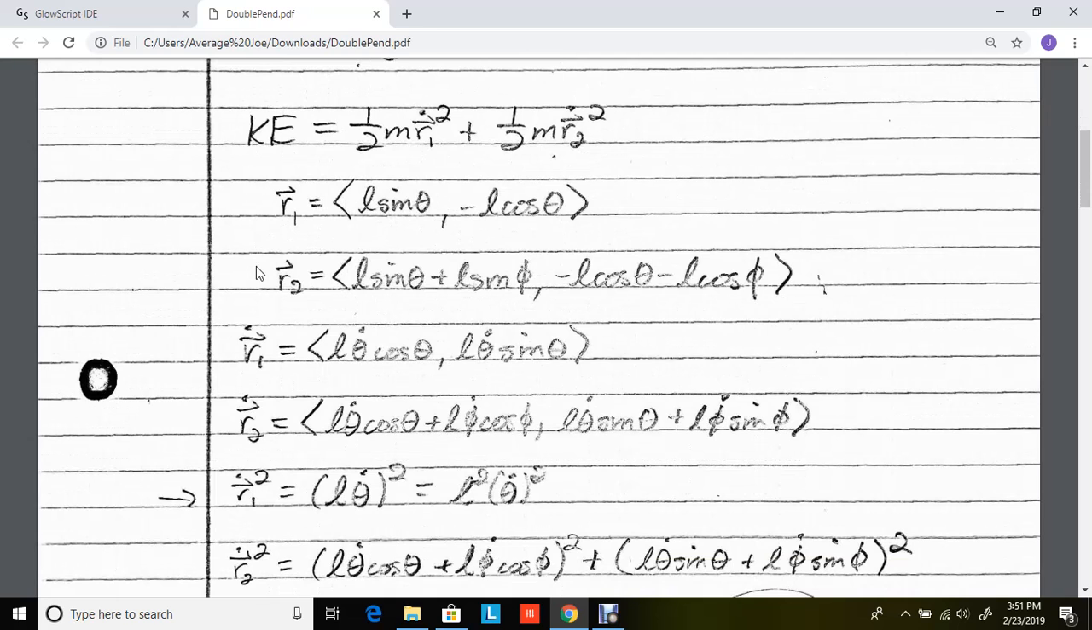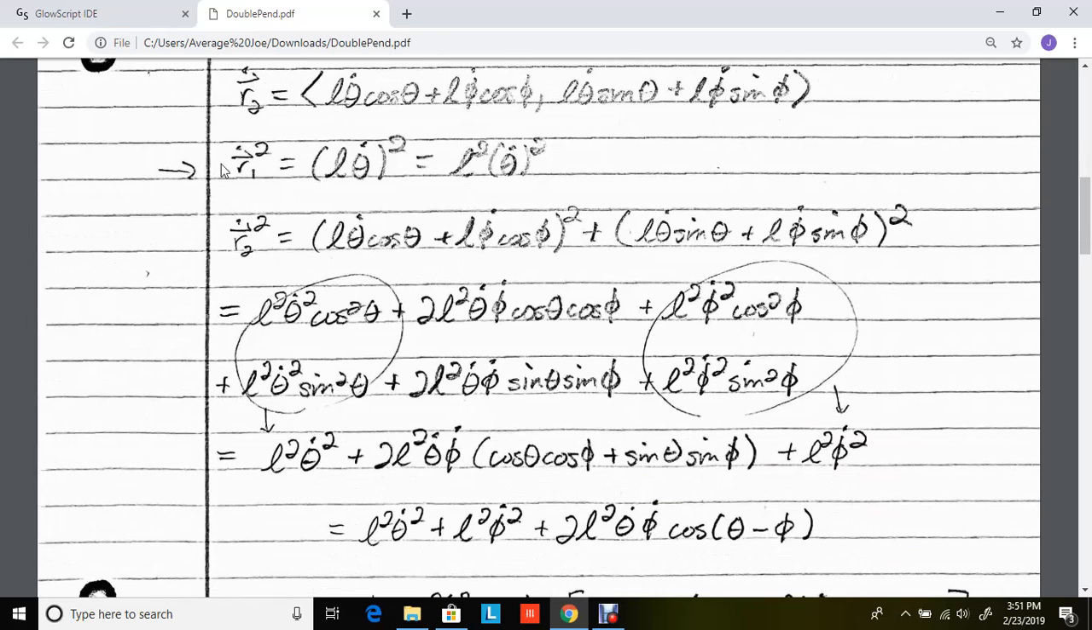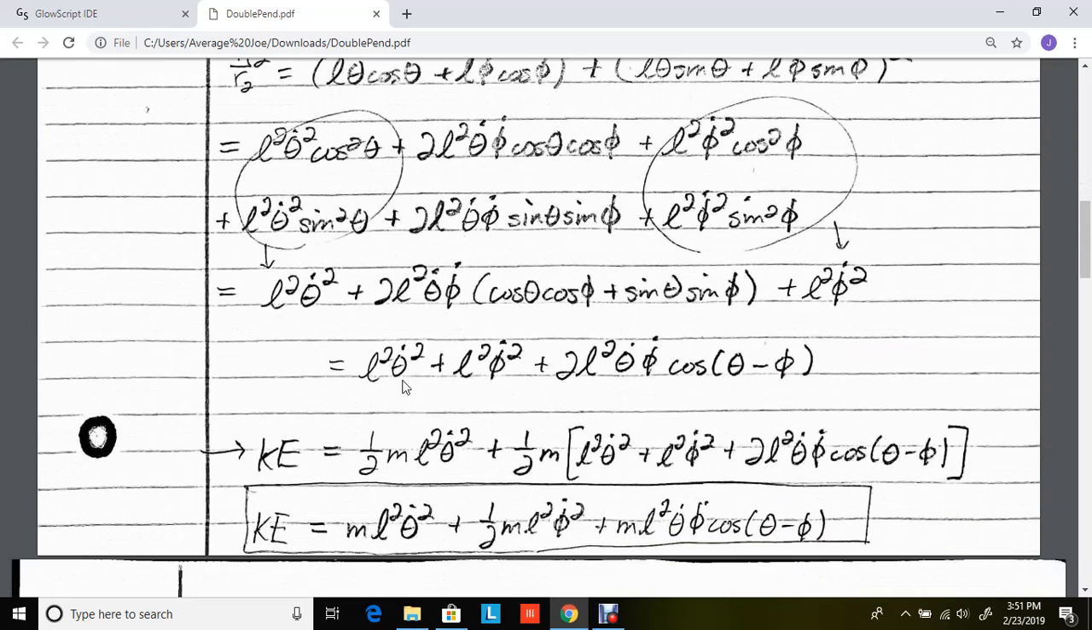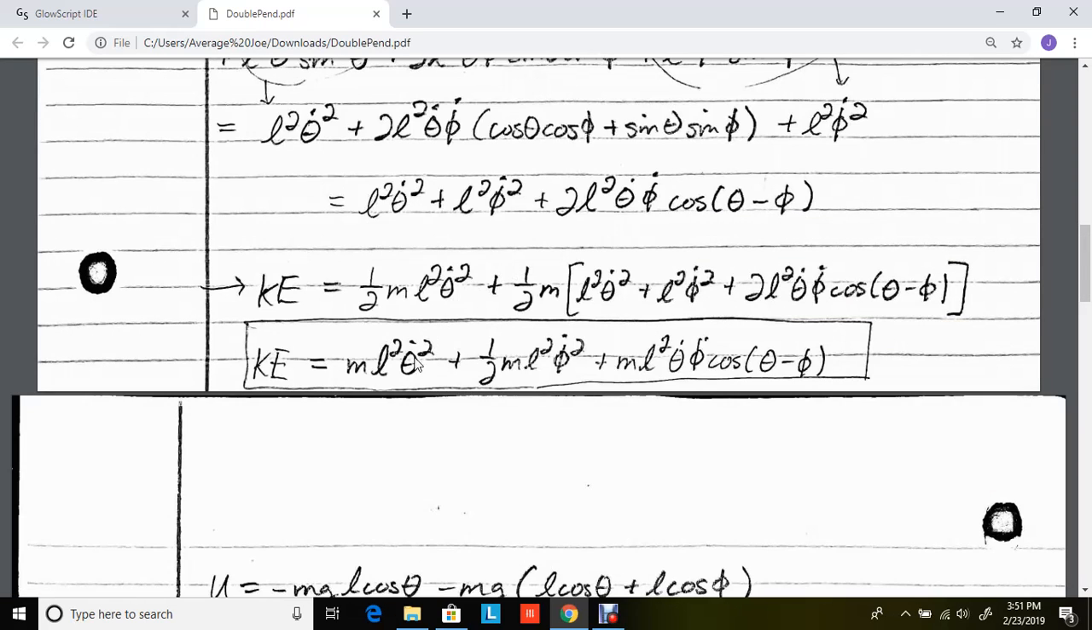So we just formulate our position vectors in terms of our two coordinates, take time derivatives here and here, and square both of those. So that's this expression and this one. And once we plug it back in through some simplification, we end up with our kinetic energy equals this expression. And that's the expression for the way I have chosen to formulate the double pendulum problem.